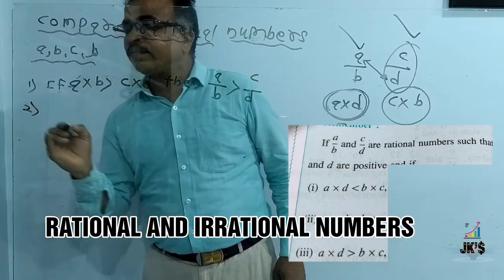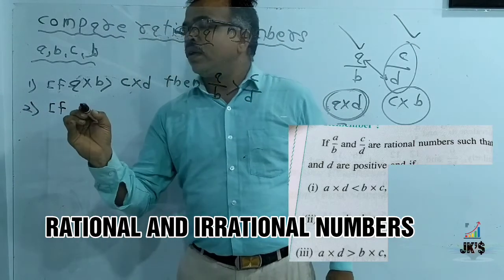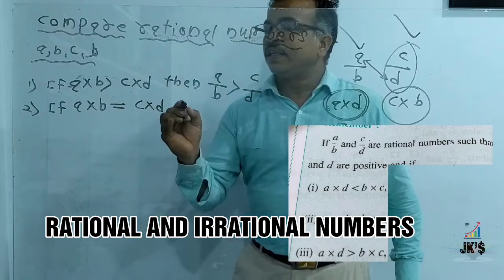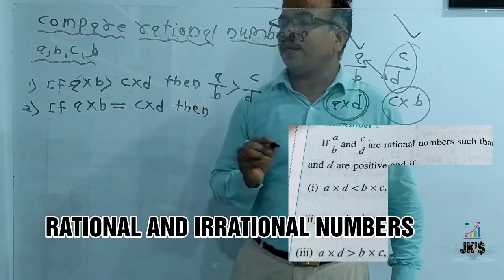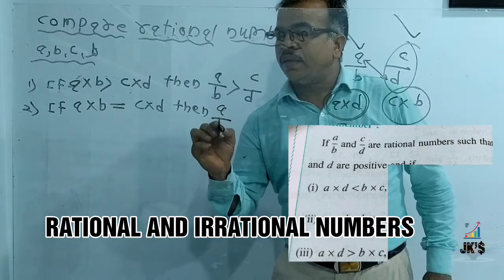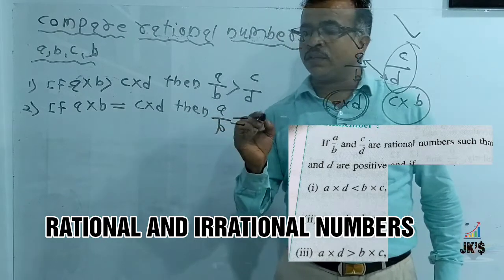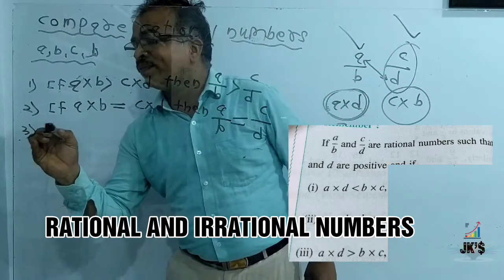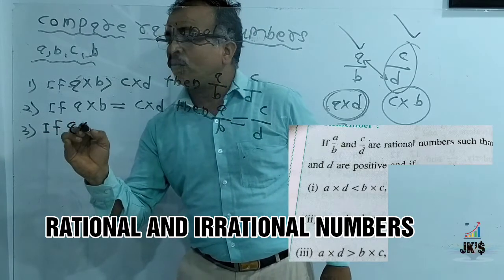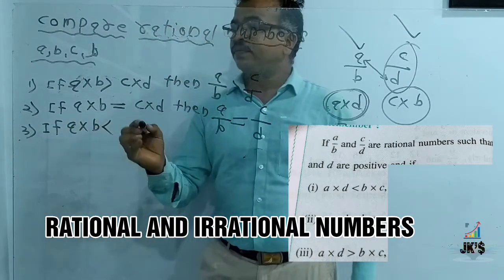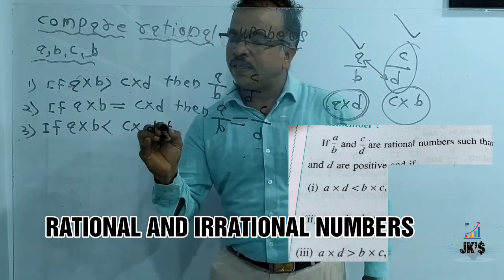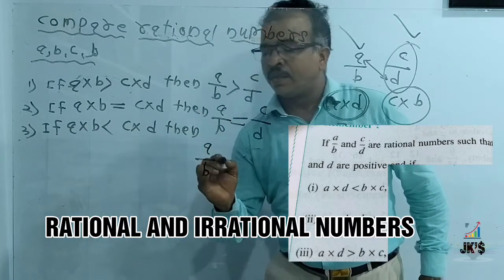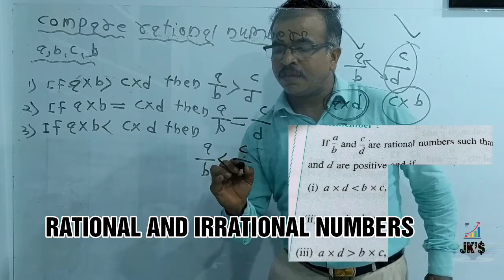So the second case: if A into D is equal to C into B, then A upon B is equal to C upon D. Third condition: if A into D is less than C into B, then A upon B is less than C upon D.